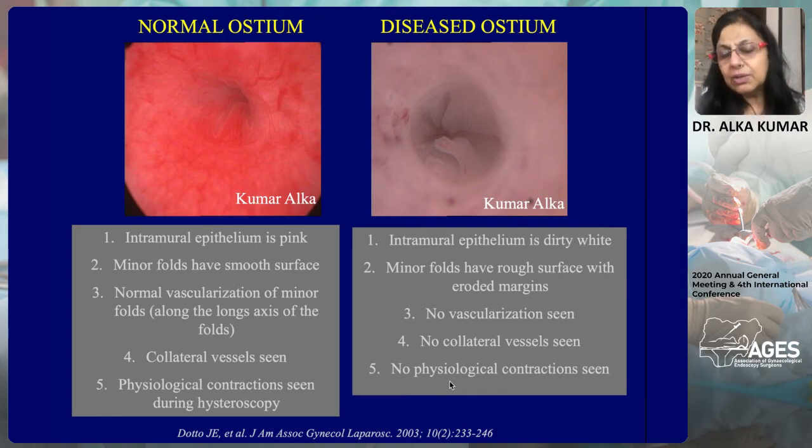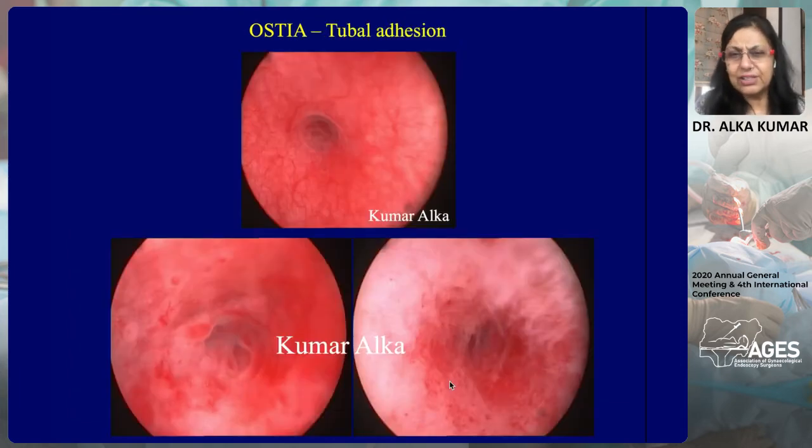The important part to understand is that the tubal ostia at lower intrauterine pressures is actually going to show up like a mouth of a fish. It's going to be moving with the physiological contractions. So that actually gives you the idea that it's a good ostia. While in a diseased ostium, the intramural epithelium is dirty, minor folds have a rough surface with eroded margins, no vascularization is seen, no collateral vessels are seen, and there are no physiological contractions. It's a morbid, round kind of ostia.